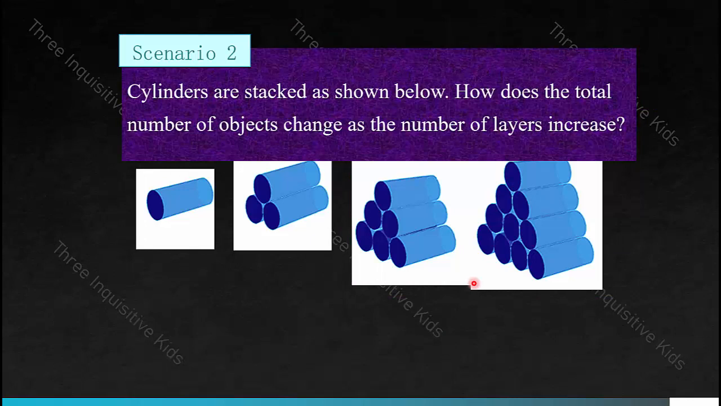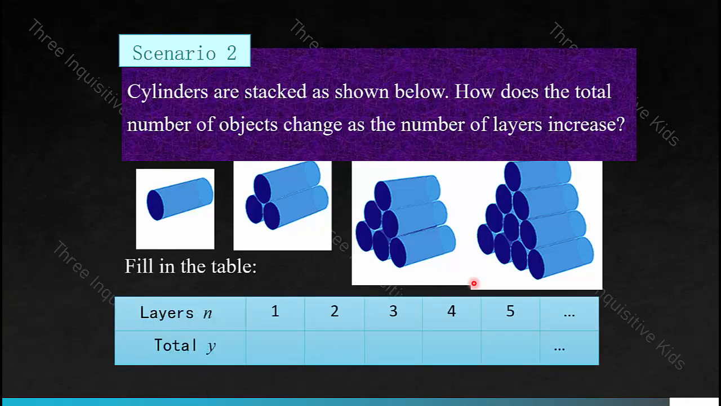Scenario 2. Cylinders are stacked as shown below. How does the total number of objects change as the number of layers increase? Well, let's fill in the table. We have a table right here, and the top is the number of layers, and the bottom is the total number of cylinders. If there is only one layer, there is one cylinder. 2 layers, 3 cylinders. 3 layers, 6 cylinders, and it keeps going on like this.